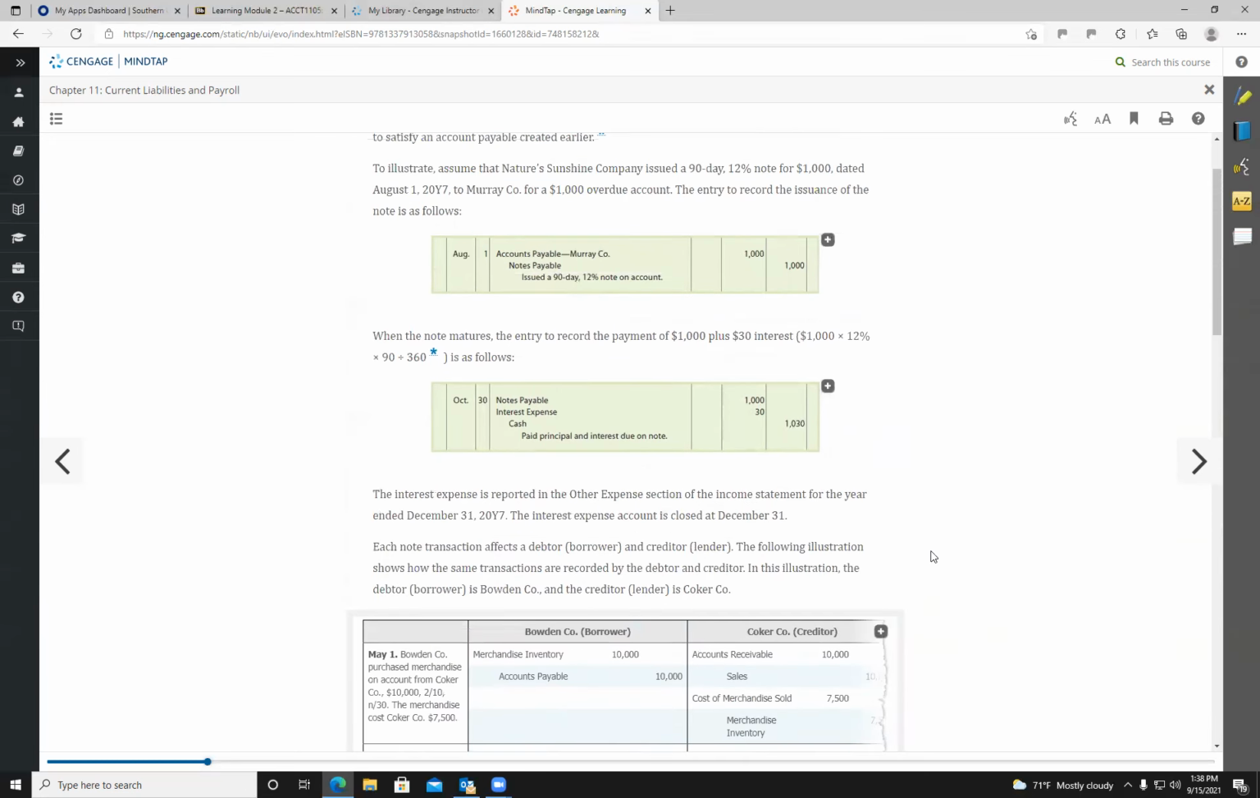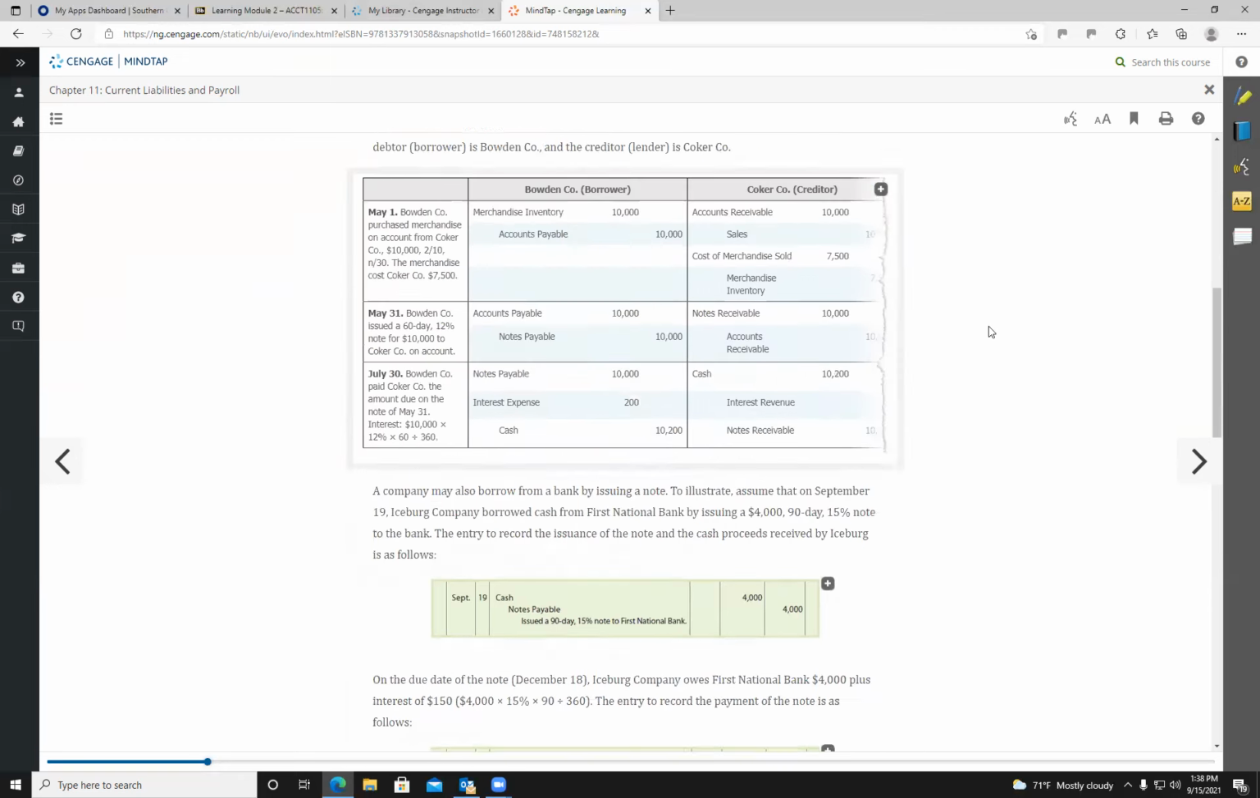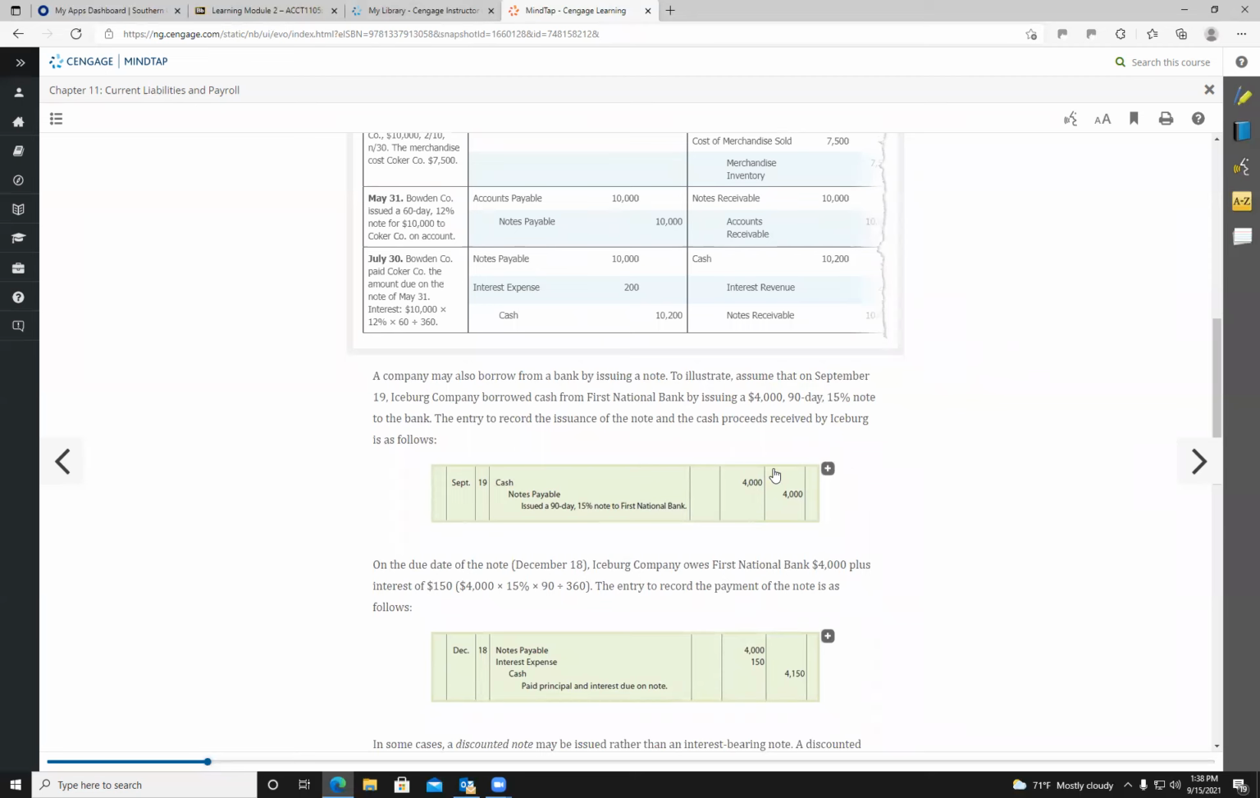Now, the example above was if we had an overdue bill that we couldn't pay in the 30 days and we renegotiated it to a 90-day loan with Murray Company and were able to give us an extension, but we had to agree to pay 12% interest if we were to do that. This is something different. Now we're borrowing cash from a bank.